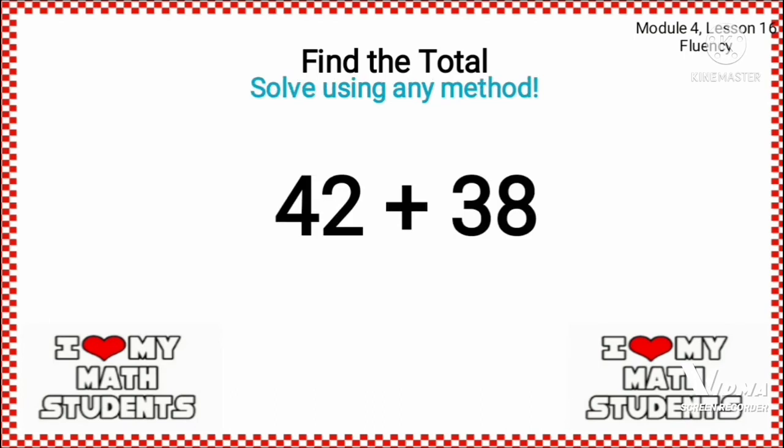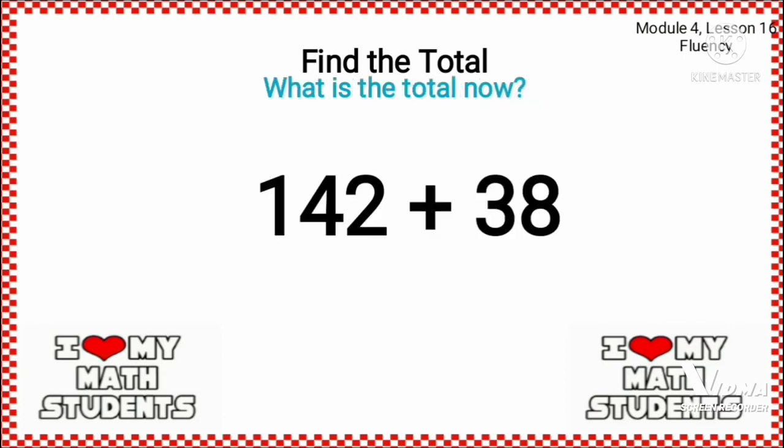Here's 42 plus 38. Add quickly. What's your answer? 80. Fantastic. All right, let me add 100 to one of the numbers. What's the answer now? 180. So you see, it's following a pattern. I'll give you tens and ones, you add, and then I'll add 100 more to the number. Just 100 more. That's the answer.